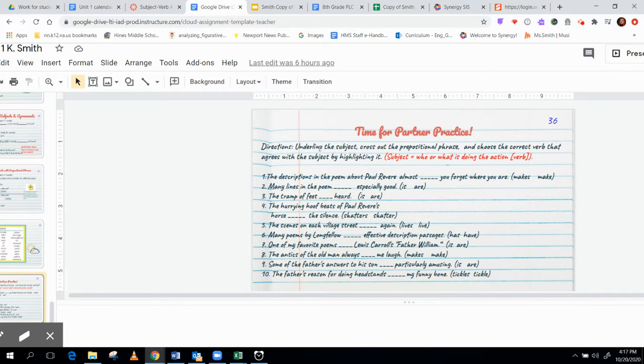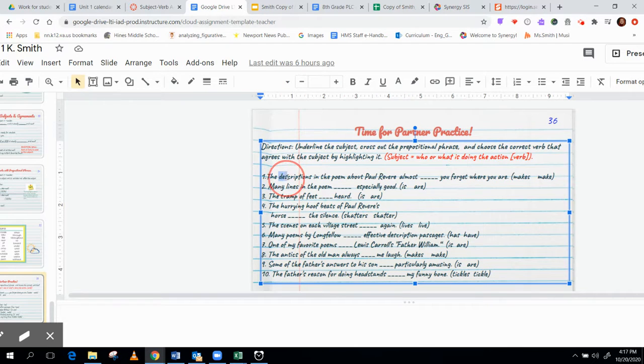First, I want to underline the subject. I'm going to drag my cursor over descriptions because the descriptions are what is making something. So this is the subject. A subject is who or what is doing the action. So the descriptions are making something. So click the U with the underline underneath of it.